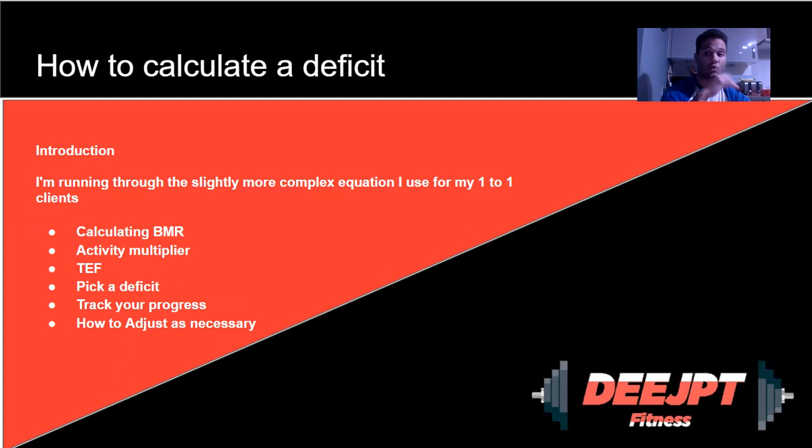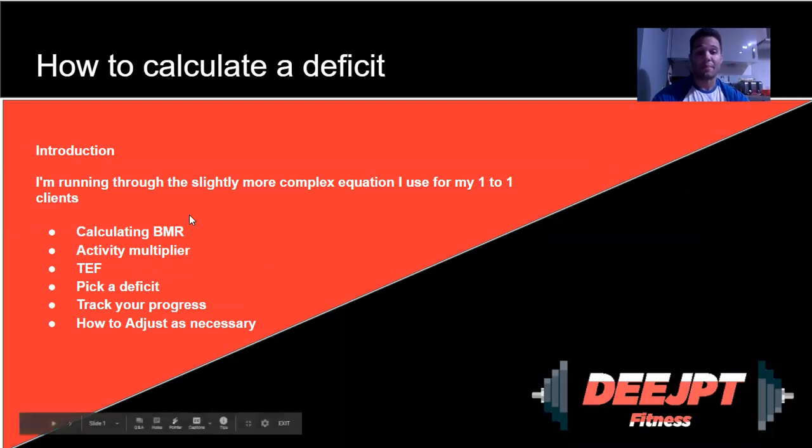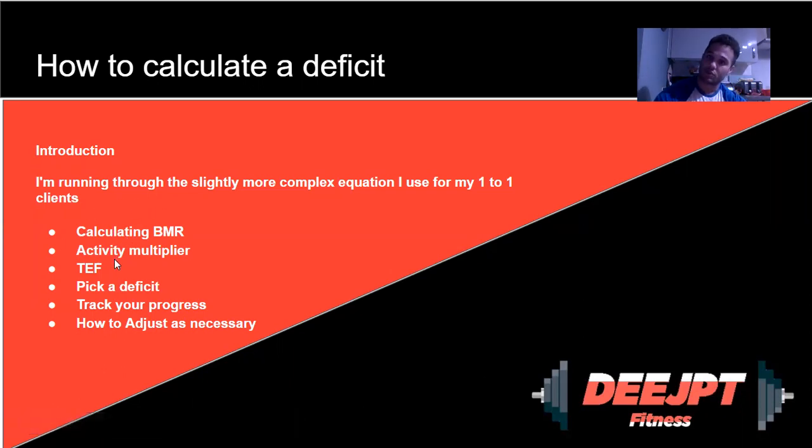Do you have to calorie count to do that? No, you do not. More energy just has to go out than come in. So today I'm going to be running through calculating your BMR and what BMR is, how to add in an activity multiplier, the thermic effect of food, why you want to pick a deficit, how to track your progress, and then how to adjust as necessary.